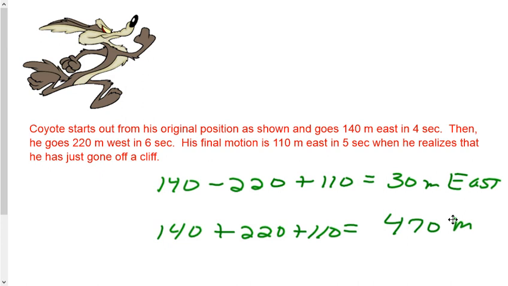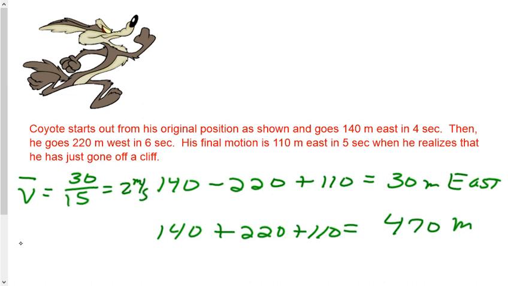Okay, now what about looking at the average velocity and average speed for Coyote? Well, velocity is equal to the displacement divided by time. So I'll take 30, and let's see what the total time is. We have 6 seconds plus 4 seconds is 10, plus 5 is 15. So that would be 30 divided by 15, or simply 2 meters per second.